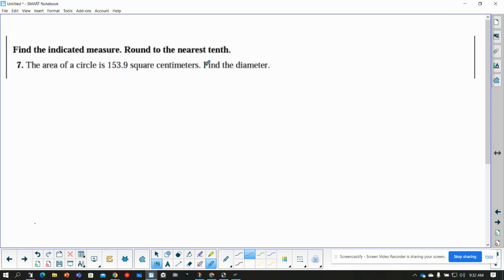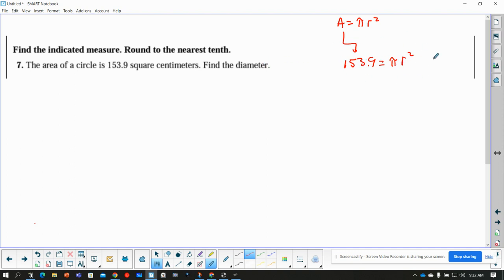The area of a circle is this. Okay, so I'm going to write up here at the top. Area is pi times the radius squared. It says find the diameter. Okay, so I know the area is 153.9. So area equals pi times the radius squared. I don't know what the radius is, but the nice thing is if I could find the radius, I could find the diameter because the radius is half of the diameter.